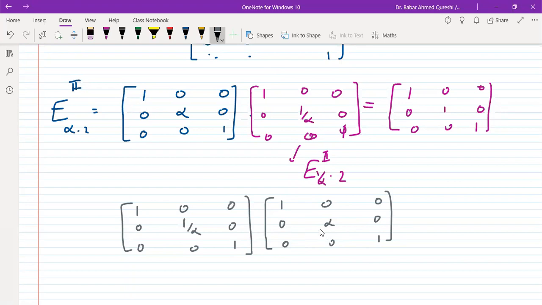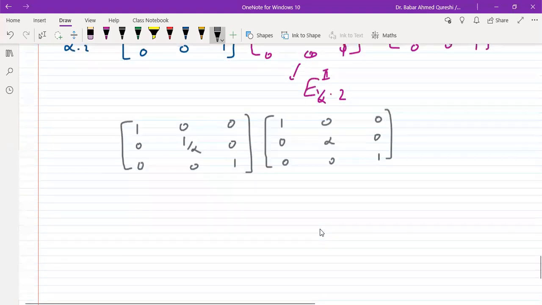In a similar way, if you have any elementary matrix of type 2 with the ith row having an alpha over there, you can eliminate that alpha by multiplying it with an elementary matrix whose ith row has 1 over alpha. So all of these guys also have inverses, and the inverses are very easy to find.